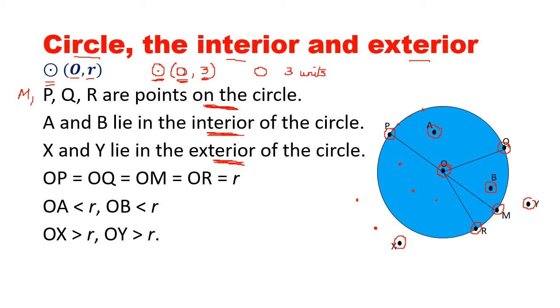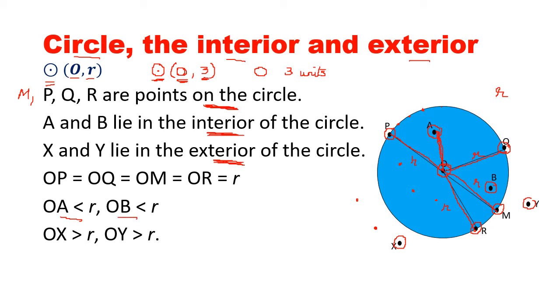Now let us say this circle has got a radius r. So if you see OP is equal to r, it is on the circle. OQ is equal to r on the circle. OM equal to r on the circle. OR equal to r on the circle. But if you look at OA, this point is inside. So this distance is smaller than r. So when the point is inside the circle, the distance from the center is less than the radius. So OA and OB are less than the radius.